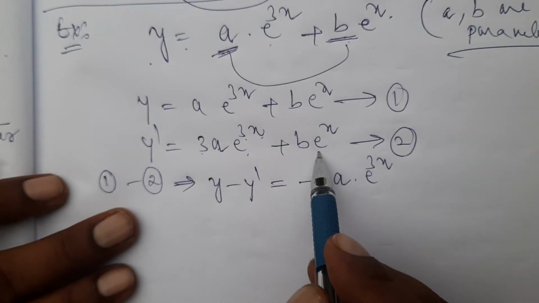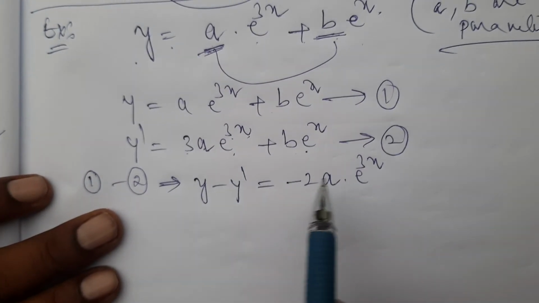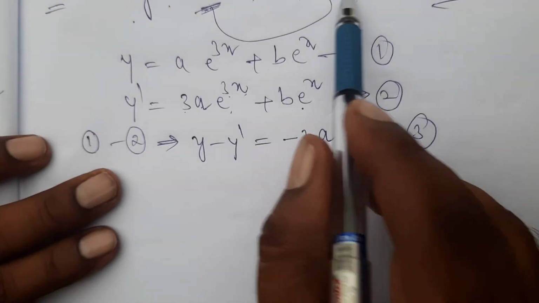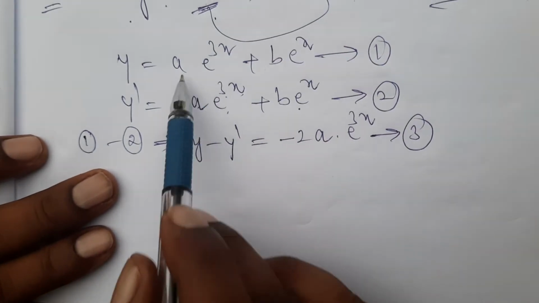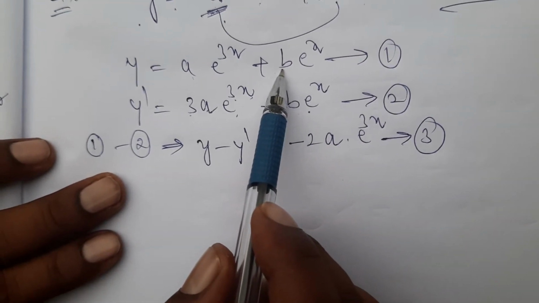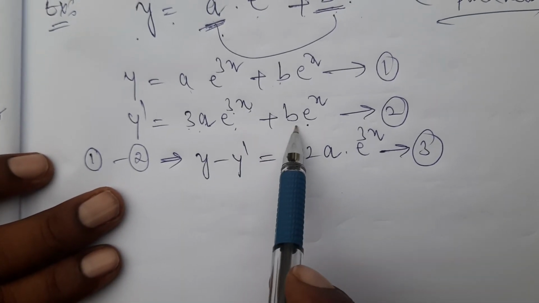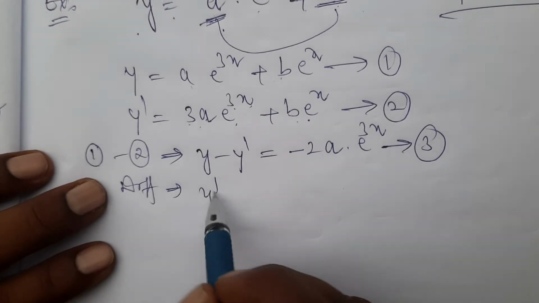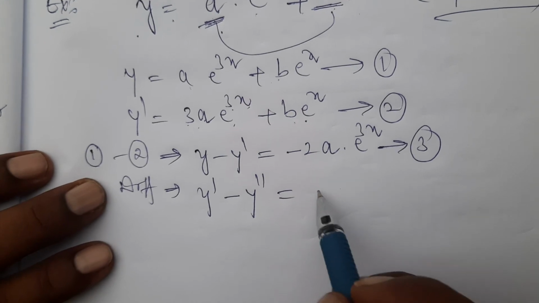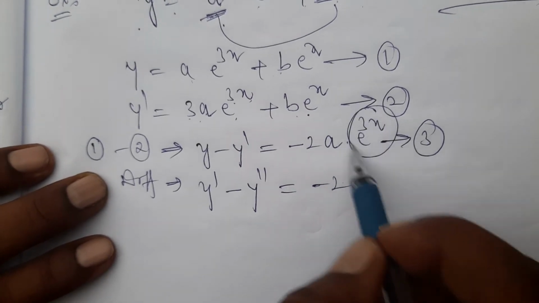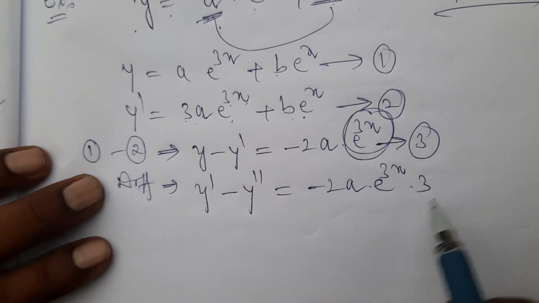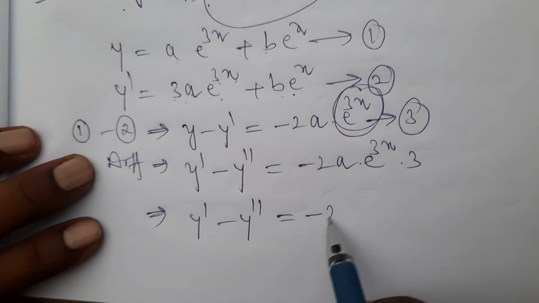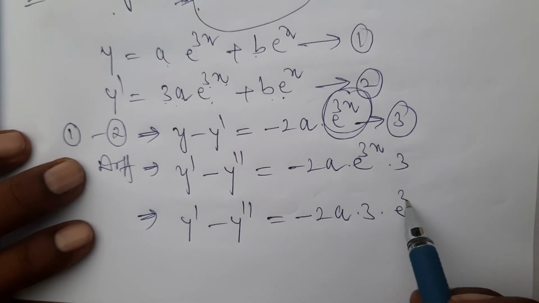These two get cancelled. So till now I have completed one time differentiation. This is the new equation 3. Here two parameters are there, a and b, and my aim is to differentiate two times. Already one time is completed. Now differentiate this equation one more time. Then y dash minus y double dash equals minus 2a into e power 3x derivative, e power 3x into 3. So I get y dash minus y double dash equals minus 2a into 3 into e power 3x.